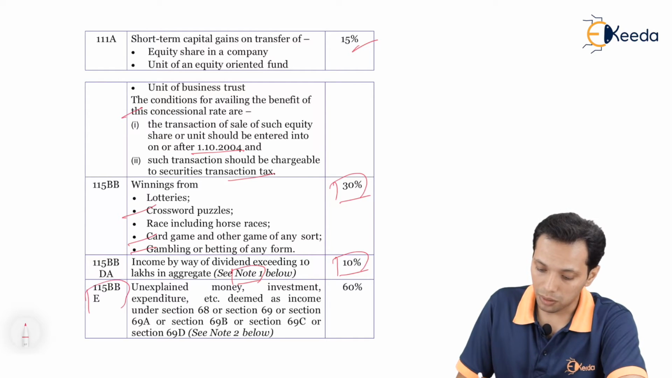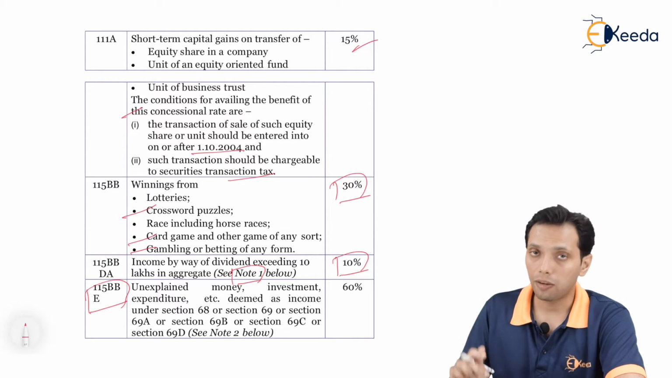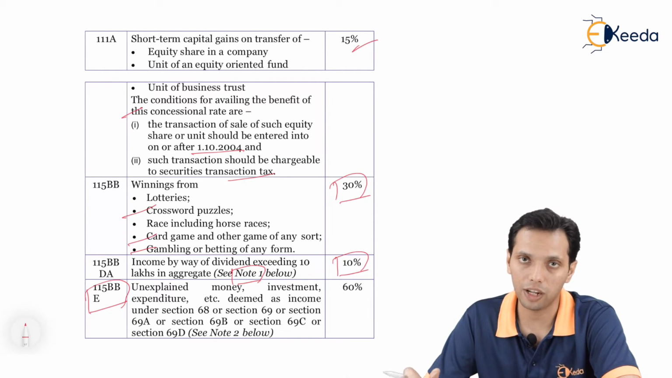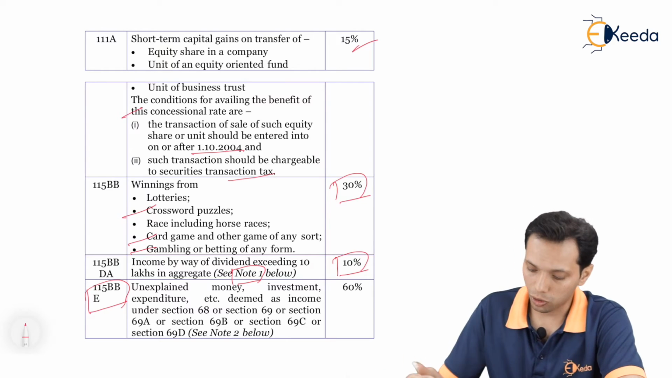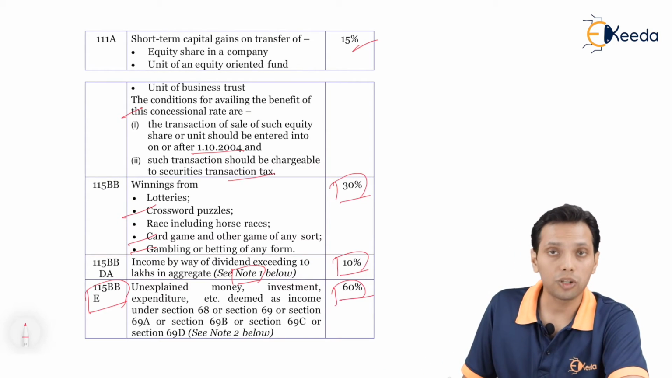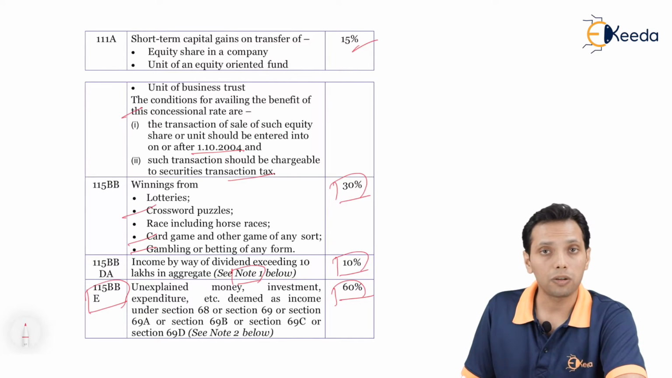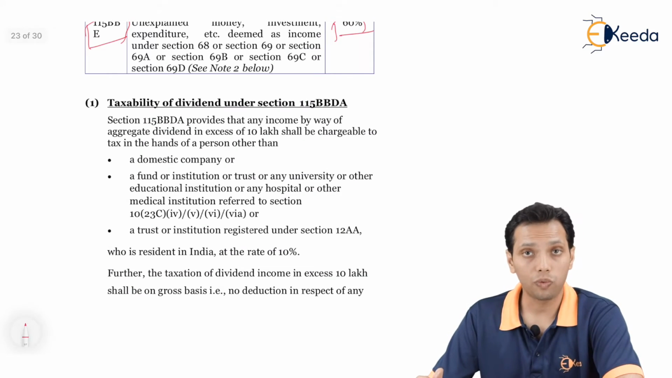Then 115BBE, in which we have studied earlier that undisclosed sources of income, cash credits, and unexplained expenditure are taxed. In those cases, the rate of tax is 60%, which is mentioned under section 115BBE. Now note 1.